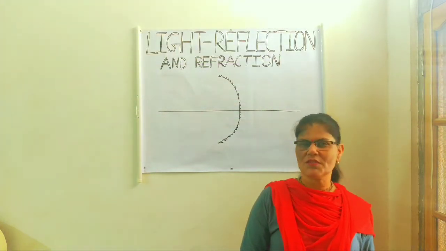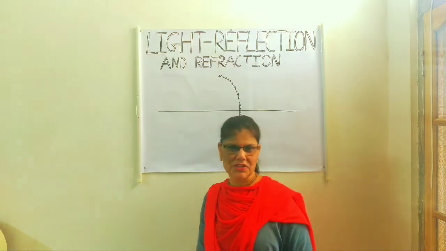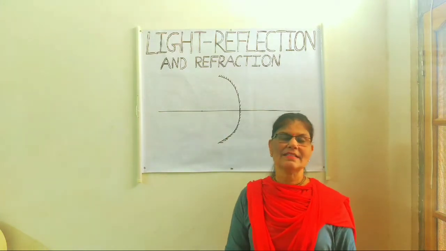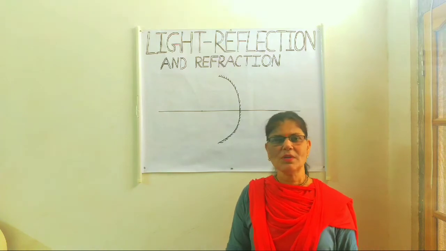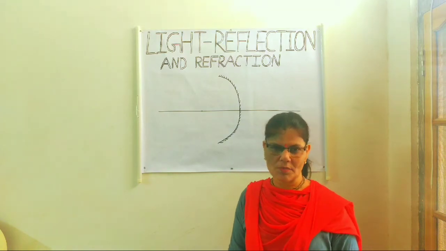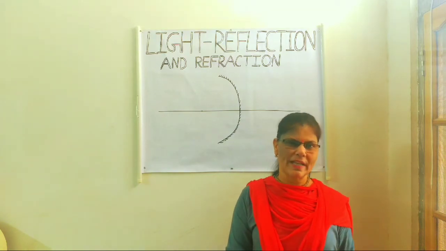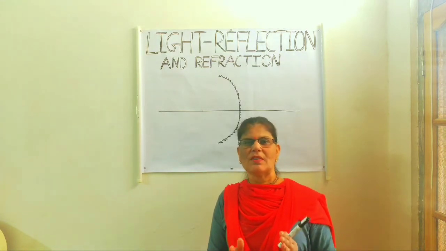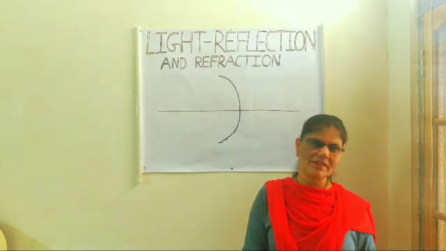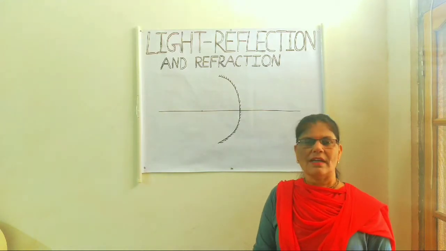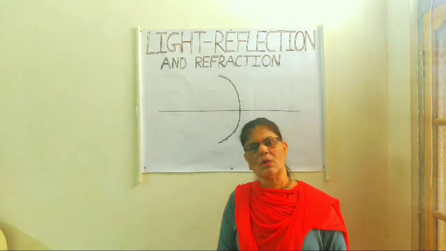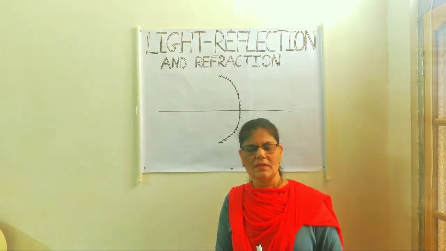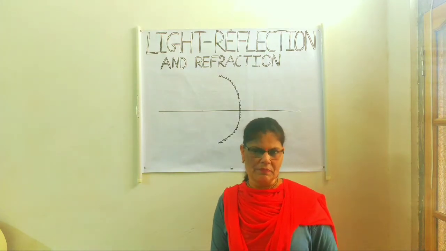Last part of the chapter Light, Reflection and Refraction, we have discussed what light is. Light is a form of energy, and without light we cannot see any objects. Then we have done plane mirrors, properties of plane mirrors. We have done two types of spherical mirror, concave mirror and convex mirror. And I also explained how to find the principal focus of a concave mirror.